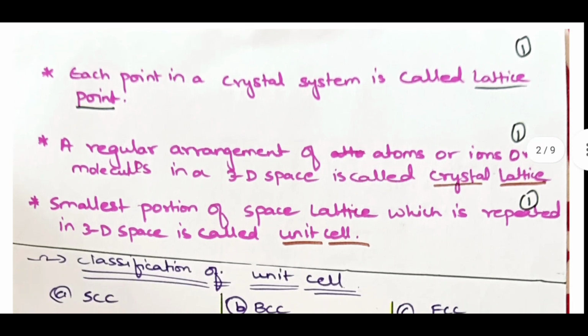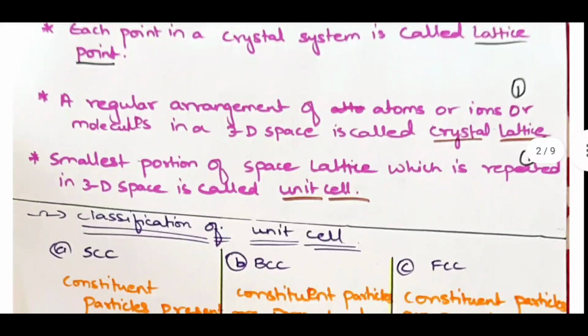We have the definition of crystal lattice. What is a crystal lattice? A regular arrangement of atoms or ions or molecules in 3D space is called a crystal lattice. I have a definition for unit cell. What is a unit cell? The smallest portion of space lattice which is repeated in 3D space is known as a unit cell.